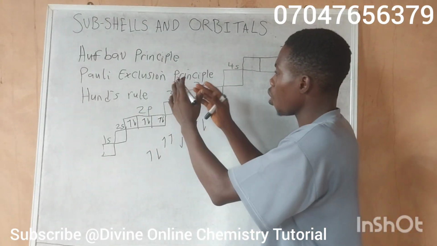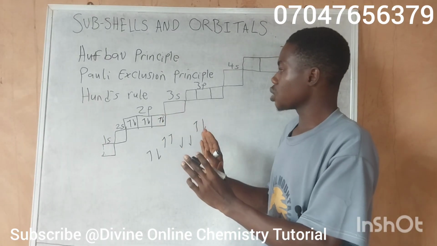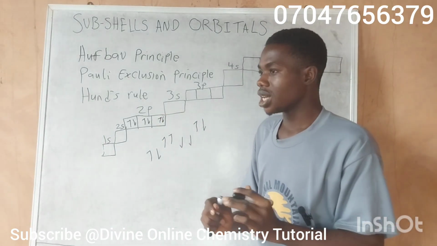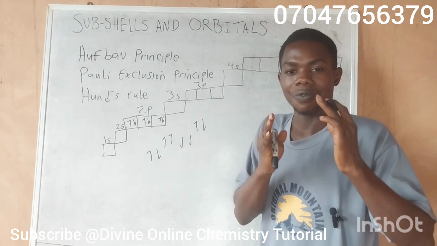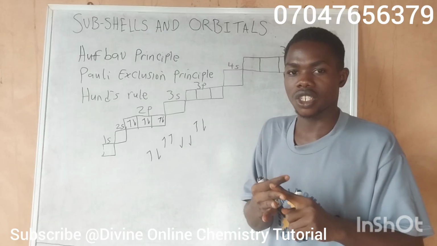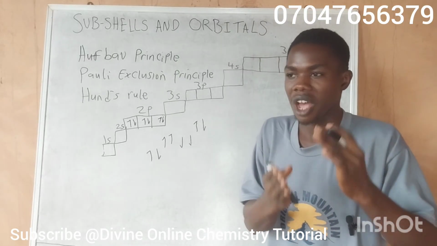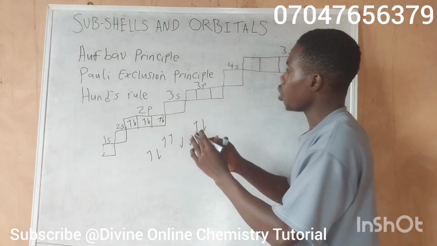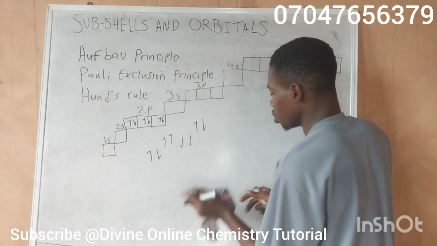So having explained all this, let's now take examples. We'll be working with the first 5 elements in the periodic table, which are going to be hydrogen, helium, lithium, beryllium, and boron, to explain all these that I've just brought out right now. So let's start with hydrogen.